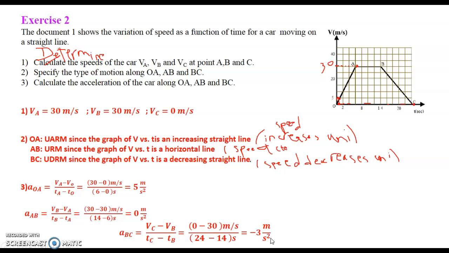This agrees with the types of motion, because uniformly accelerated means there is acceleration different from 0 and positive. URM means there is no change in the speed, so acceleration is 0. And BC is uniformly decelerated rectilinear motion, so the acceleration is negative, the speed decreases.